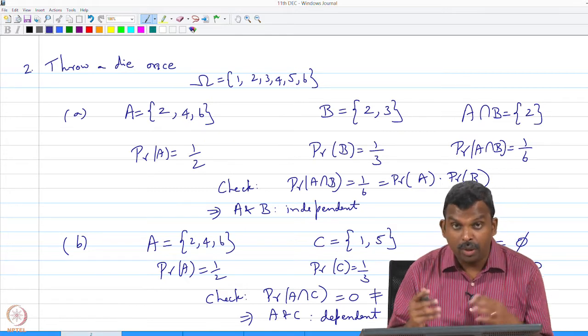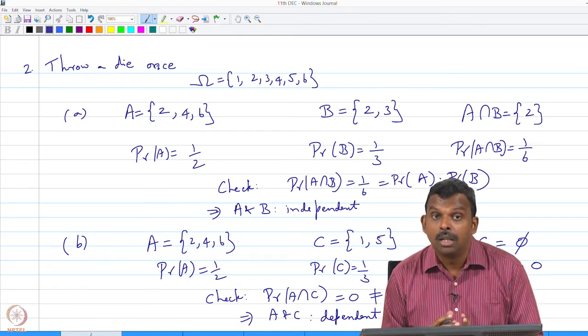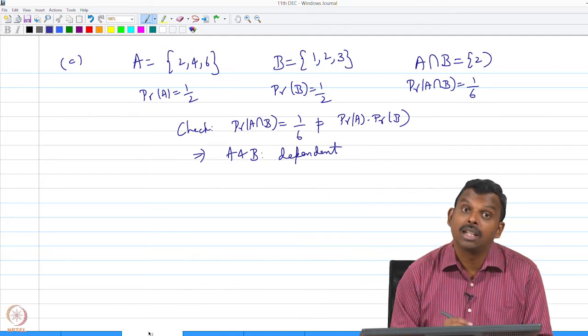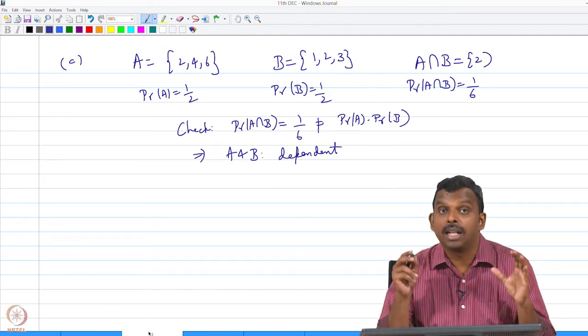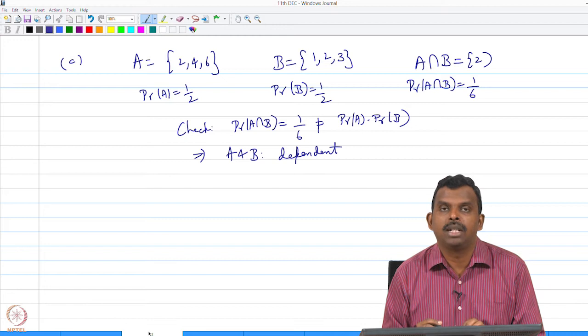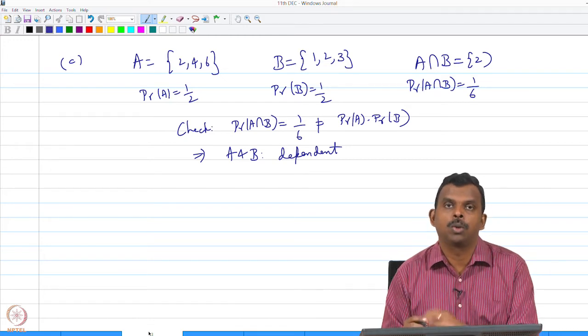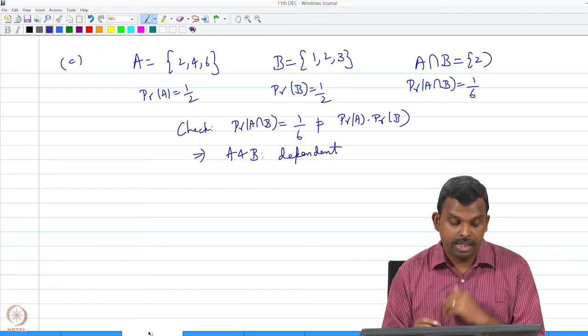The two events have to intersect for independence to be possible, but just because they intersect, it does not mean that they will be independent. The probabilities have to work out correctly. Check that the probability of A intersect B has to be equal to the probability of A times the probability of B, only then they will be independent.